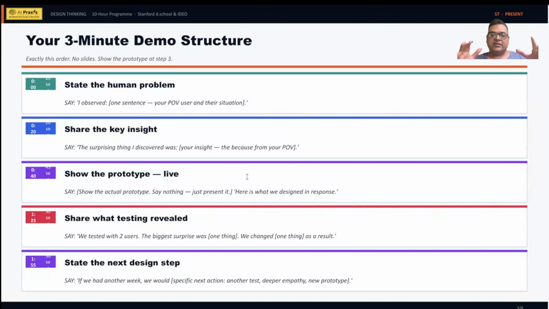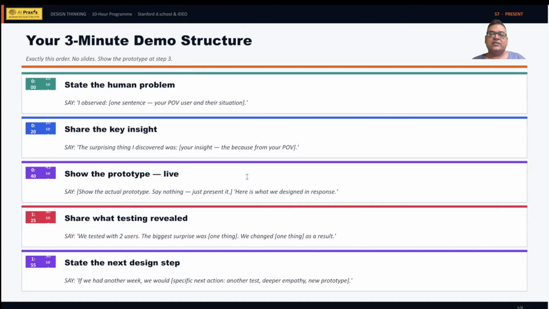At 0 minutes and 0 seconds, once you start, you spend 20 seconds stating the human problem by saying I observed, and then naming one specific person and one specific situation. So instead of saying first generation students in India struggle with college, you would say I observed Aryan, who is a 19-year-old first generation engineering student from XYZ place. And every Sunday he calls his father. And when his father asks him how college is going, Aryan says, fine. And that specificity is what makes the problem credible and valuable.